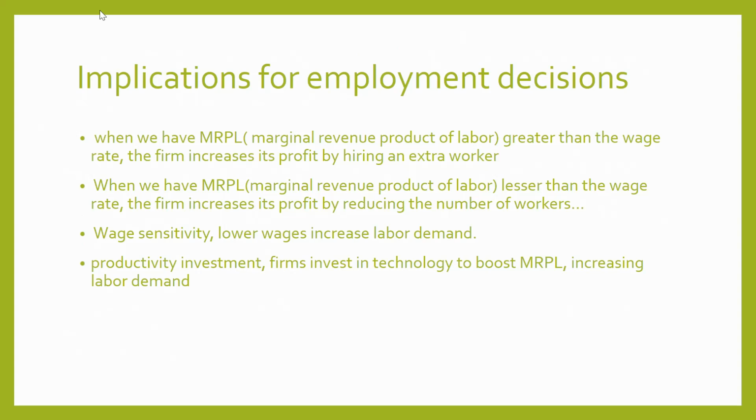Then when the marginal revenue product of labor is less than the wage rate, the firm increases its profits by reducing the number of workers because it will be paying a lot for less productivity of labor. So it will increase its profitability by reducing the number of workers. Then we have wage sensitivity, whereby lower wages increase labor demand from the employers. Then we have productivity investment, where firms invest in technology to boost the marginal revenue product of labor and therefore increase labor demand.